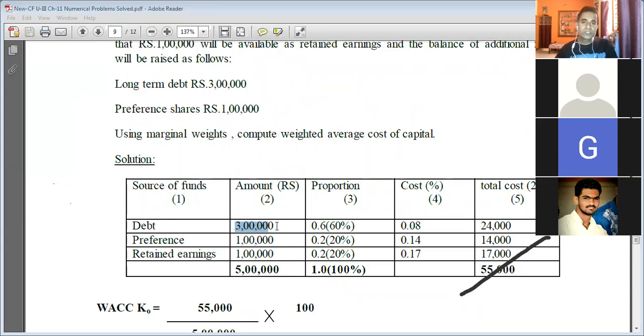Who was asking the question? Akshay Pujari. Did you calculate 3 lakh divided by 5 lakh into 100? Yes, sir, it's 60%. In the same way, 1 lakh divided by 5 lakh into 100 will be 20%. So this is our job here, calculating proportions. Yes, sir. Good.